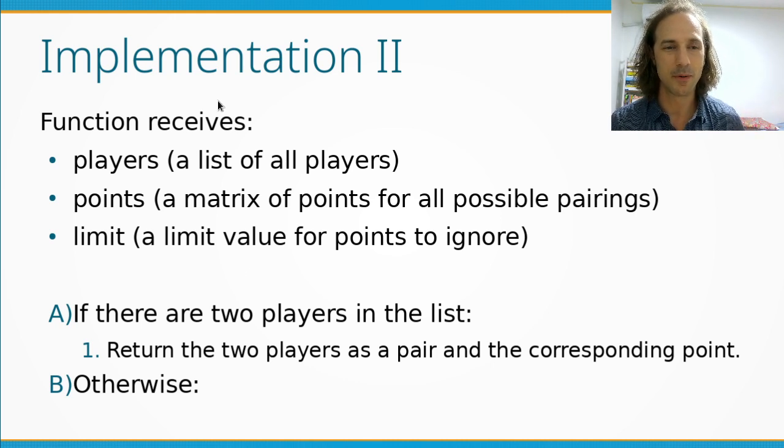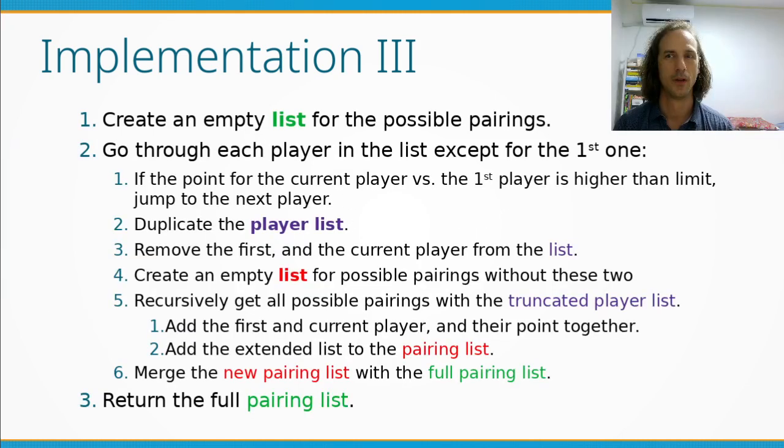So if we want to implement this, I would write a function in which there is a trivial solution. The trivial solution is, of course, when we only have 2 players on the list. If you have only 2 players on the list, then the only possible pairing is these 2 players playing against each other, and the point you would assign to this is just the corresponding point between these 2 players. But otherwise, if you have more than 2 players, so in this case we have more than one possible pairing, we will create a list for these pairings which we will populate.